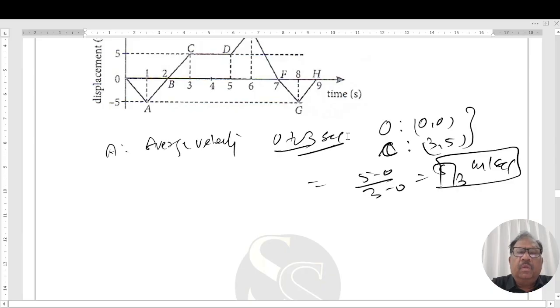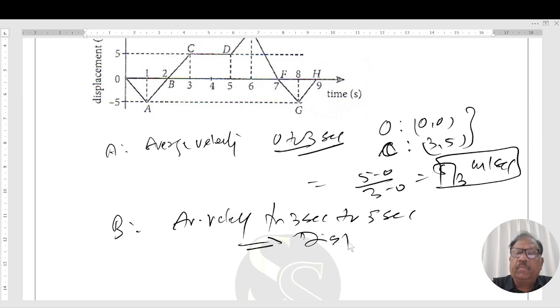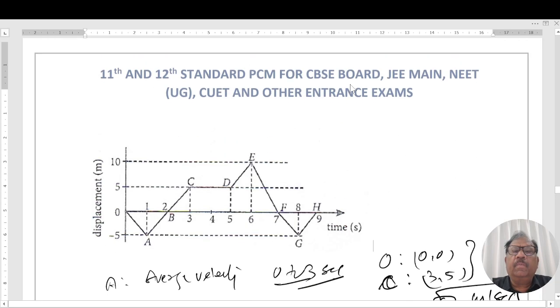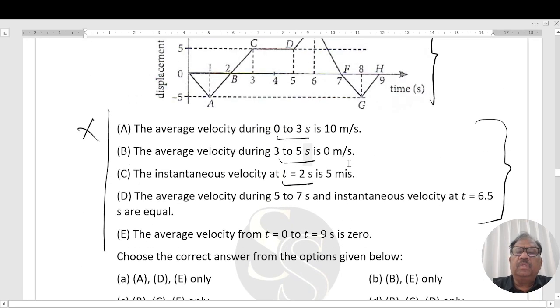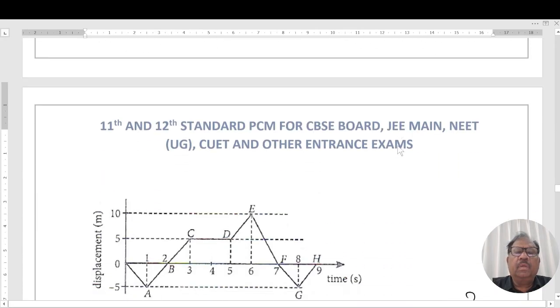B option, average velocity from 3 second to 5 second. In this case, we observe that displacement is constant. If displacement is constant, the average velocity will be equal to 0 meter per second. It means this is the correct answer. Right? Next, C part.